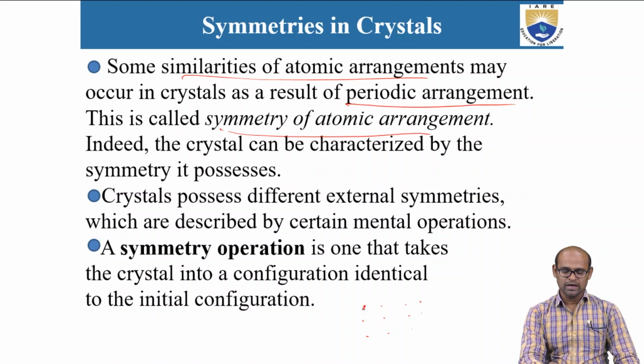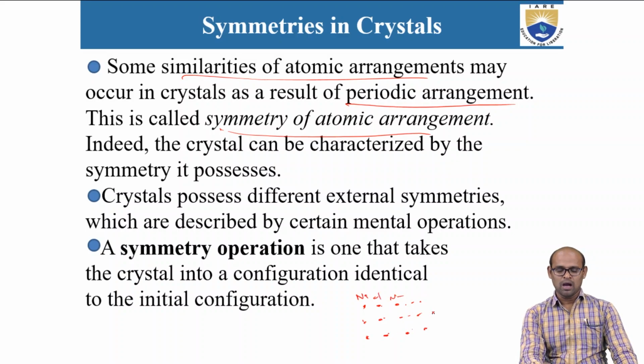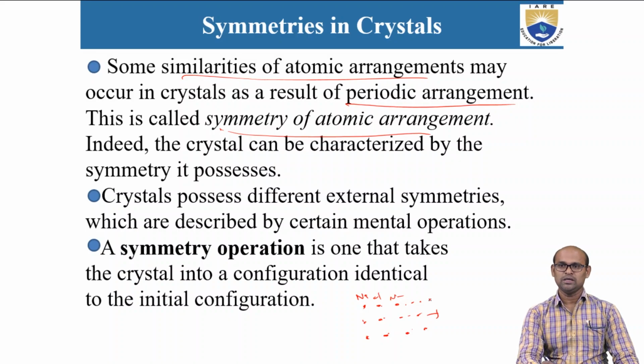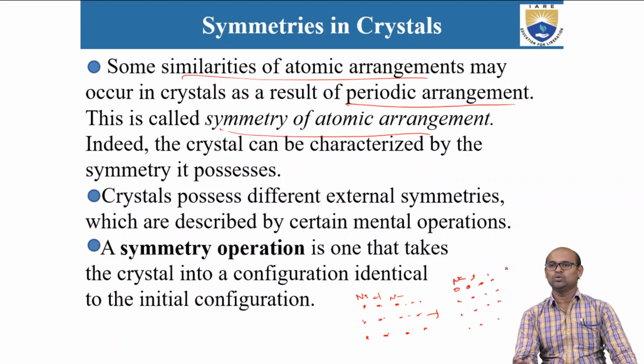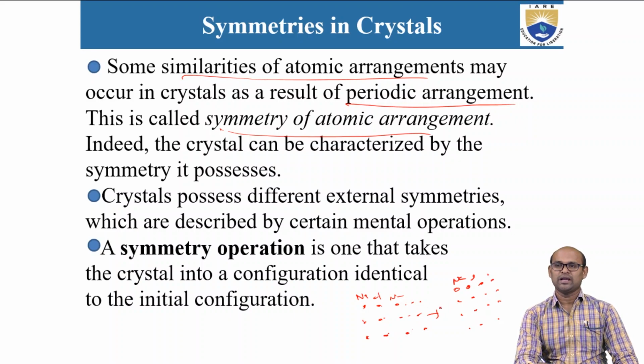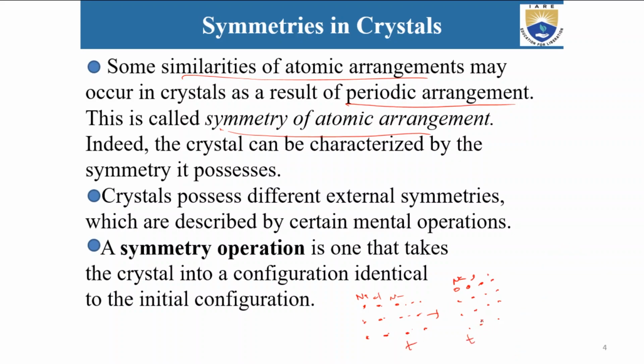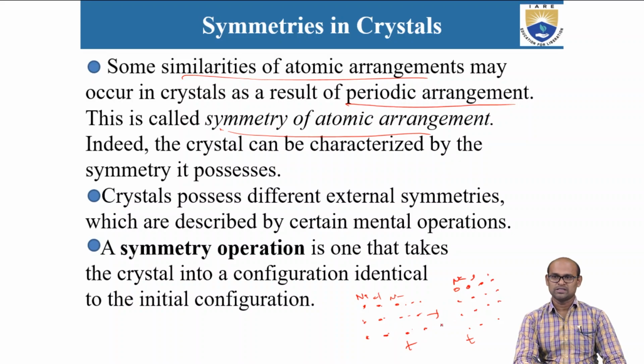Suppose I have one kind of atomic arrangement. Take any crystal, for example NaCl. This is my atomic arrangement. After some time, I look at the atomic arrangement again, and I find that the atomic arrangement is the same even at later times. Where there are similarities of atomic arrangement, we say there is symmetry in the atomic arrangement, right? So this is called symmetry of atomic arrangement.